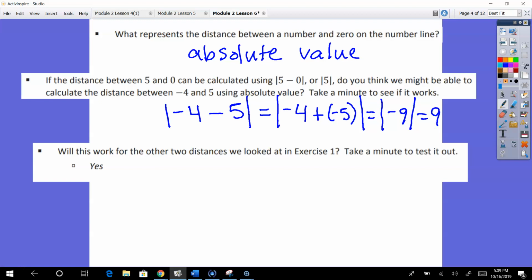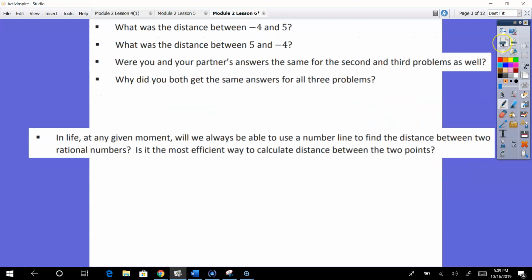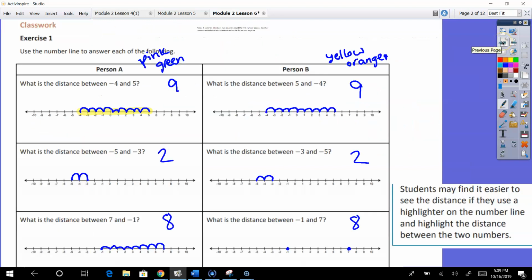So did it work? Yes, because that was our very first one that we had up here. It was -4 and 5. And so it asked us to see if it would work for the other one. So you can be doing that right here.